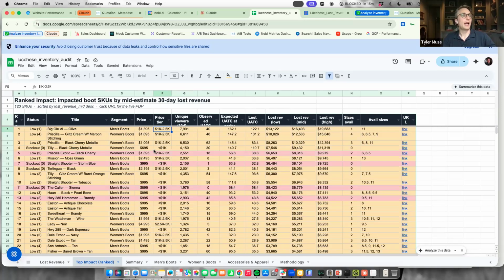Pricing, how many people in the past 30 days looked at that product, and then let me look at other booths that are in the same pricing tier and see how people looking at the booths converted into add to cart and add to checkout. And I'm going to apply that same conversion for the booths that are in high stock to this low stock and calculate the difference in terms of lost add to carts and lost revenue.